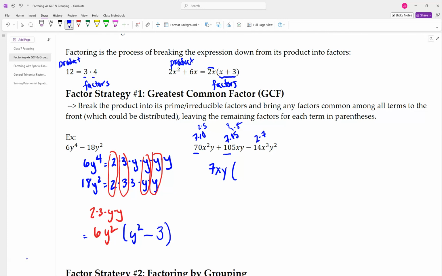And so then what do we have left after I take the 7xy out? Well, I think I have the 10 and then x left in the first term. Second term, I take out the 7, I'd have 15, and I have the xy already out. And then from the last term, if I take a 7 out, I'd still have the 2. I have 2 x's, and I have 1 y left.